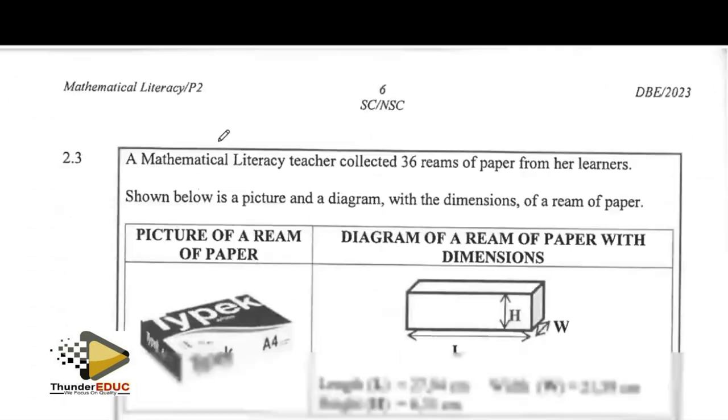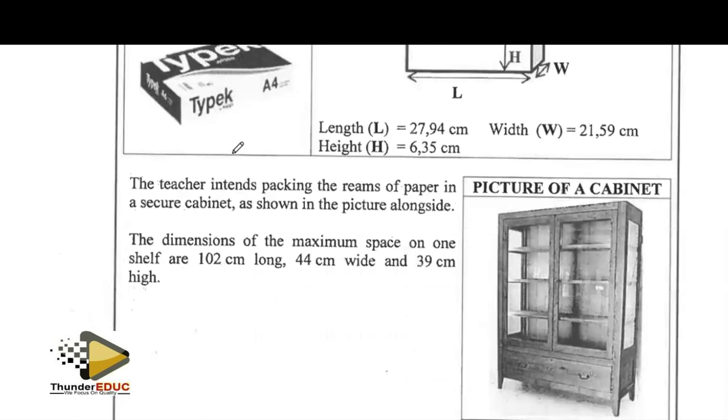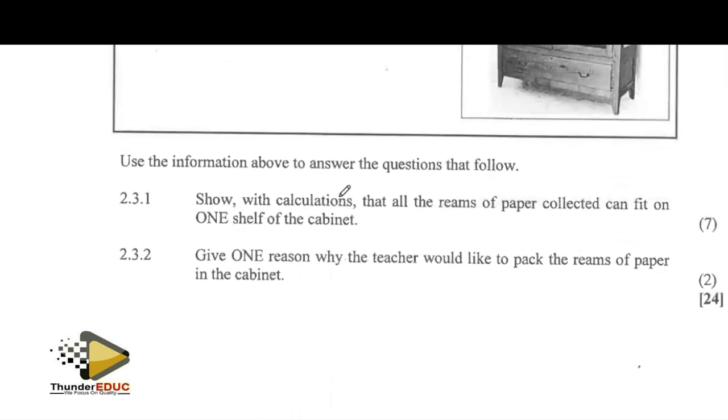All right, let's look at the other question, 2.3. Here we have the diagram. A mathematical literacy teacher collected 36 reams of paper from her learners. Shown below is a picture and the diagram with the dimensions of the ream of paper. The teacher intends packing the reams of paper in a secure cabinet as shown in the picture alongside the diagram. The dimensions of the maximum space on one shelf is 102 centimeters long, 44 centimeters wide, and 39 centimeters high. Show with calculations that all reams of paper collected can fit on one shelf of the cabinet.